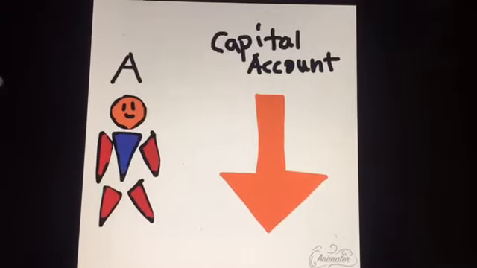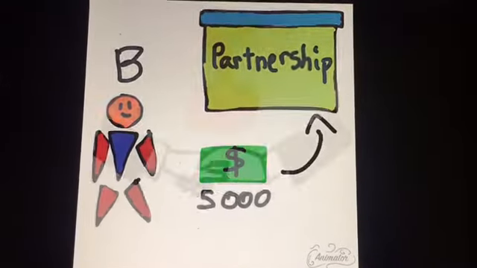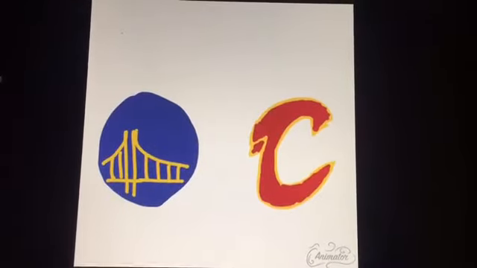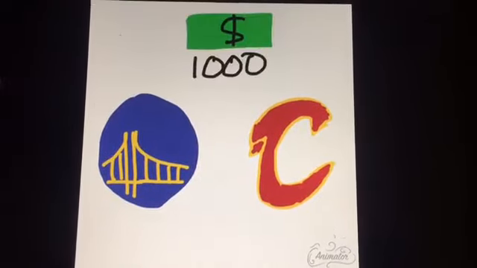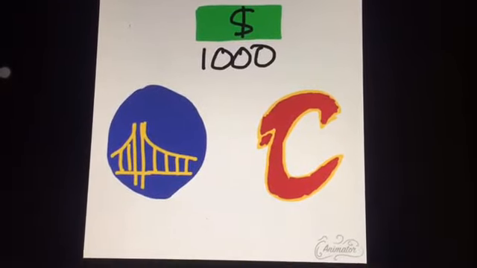He has a partner named B who also invested at the beginning of the year cash of $5,000, and suddenly he won a bet from his friend on whoever wins on the game between the Golden State versus the Cavaliers in the amount of $1,000. So he also invested it in the partnership on October 31st, 2017.